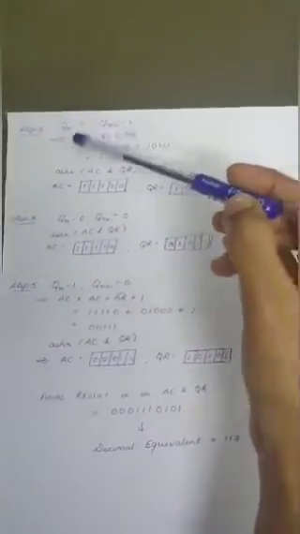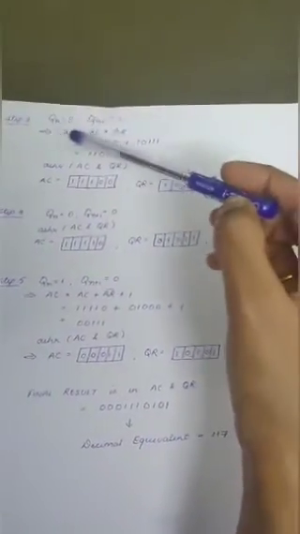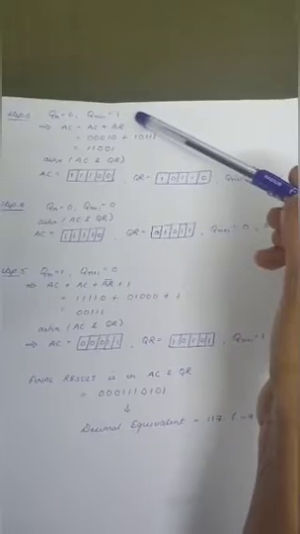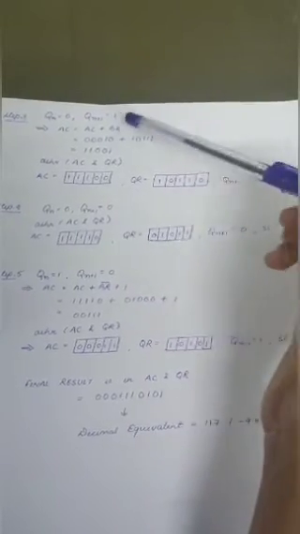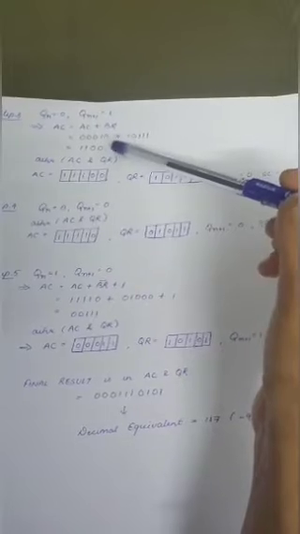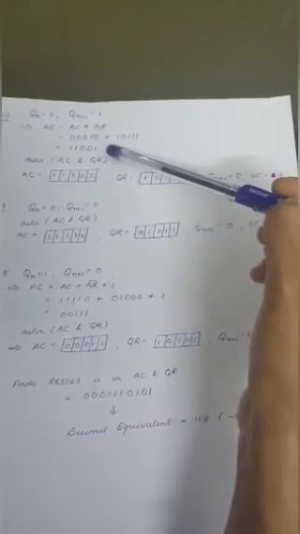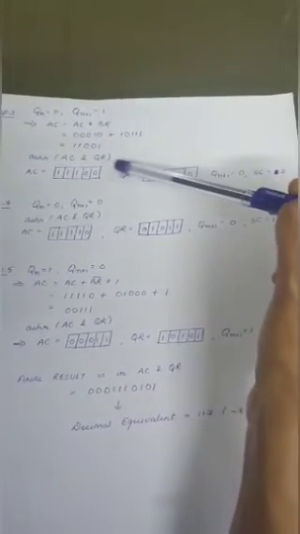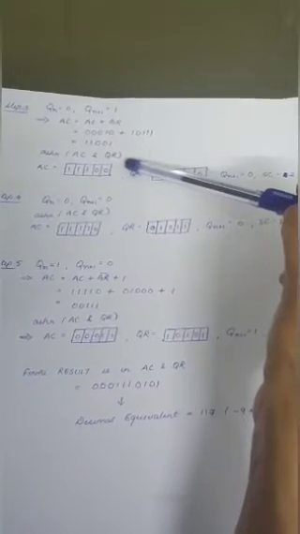Next step, again we need to inspect the two bits Qn and Qn plus 1. It is 0 1 in this case. So we need to add the multiplicand to the partial product, which gives me AC equals 1 1 0 0 1. Afterwards, I again need to perform a shift right operation.